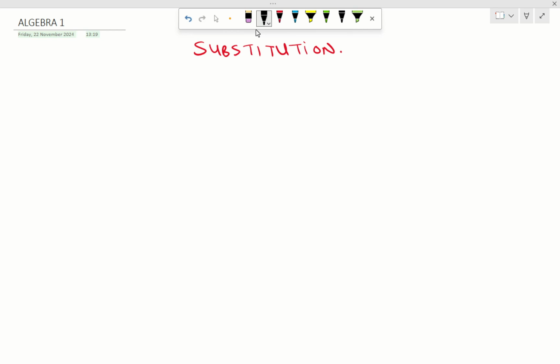So we can have an expression such as 5x squared minus 6x plus 7. This expression has three terms. The first term is 5x squared. The second term is negative 6x. And the third term is plus 7.